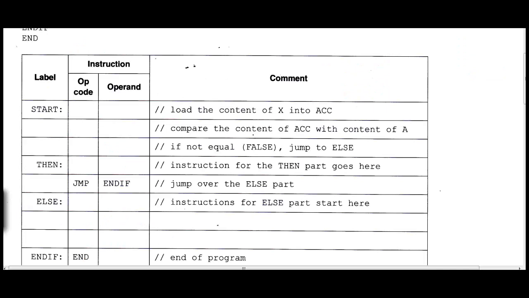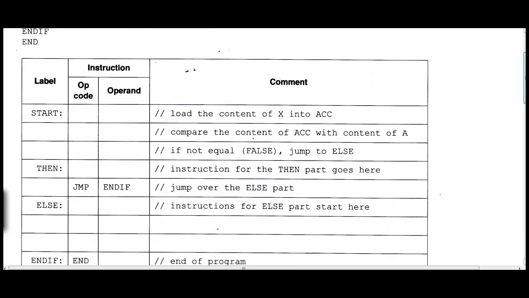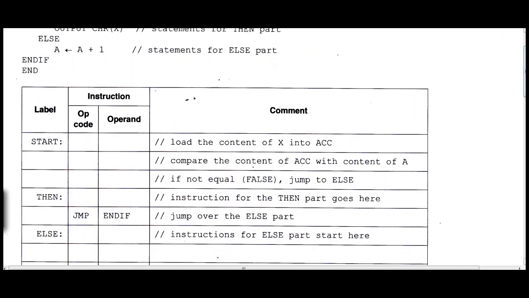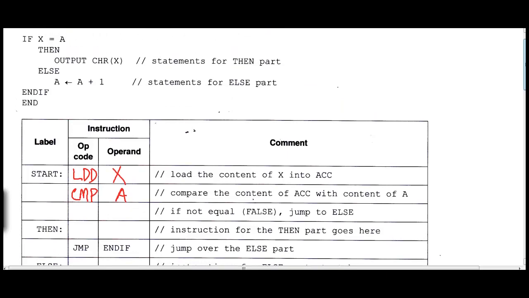From here on, I'm just going to fill this table up. We've already done these two instructions: LDD X, and this comparison CMP A. Now, what if X is not equal to A? What's going to happen if X is not equal to A? When this comparison instruction is carried out, what if it is found that X is not equal to A?